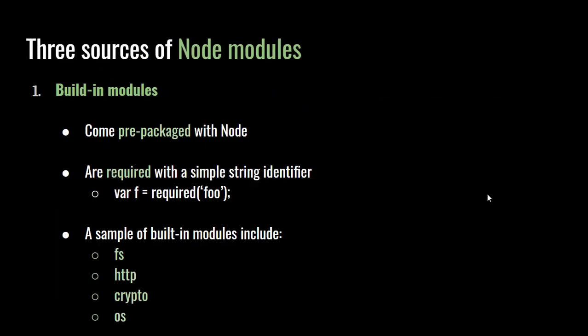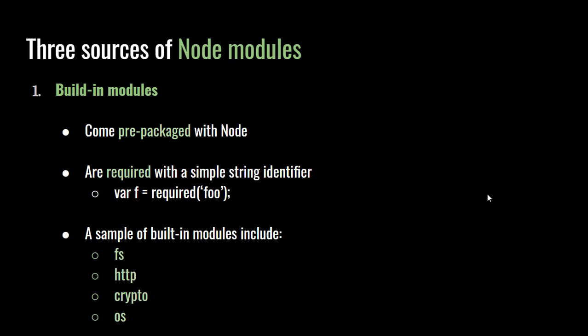So, three sources of node modules. Again, we saw the node_modules directory and dug through it a little bit, but there are the built-in modules that come prepackaged with Node. So there is fs, the file system, http, which we talked about, crypto for cryptology, and os. There's also a whole bunch of other ones like net for networking. So basically, what we want to do is go and require it.